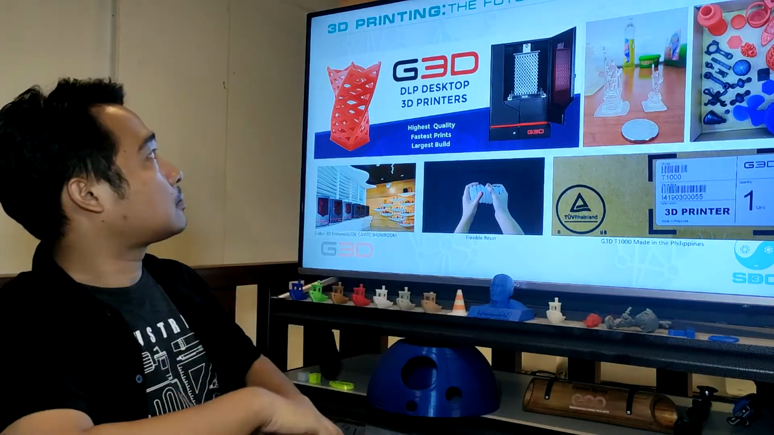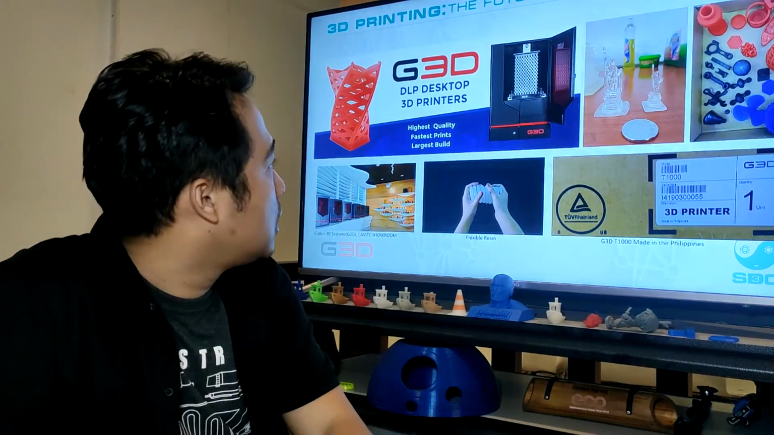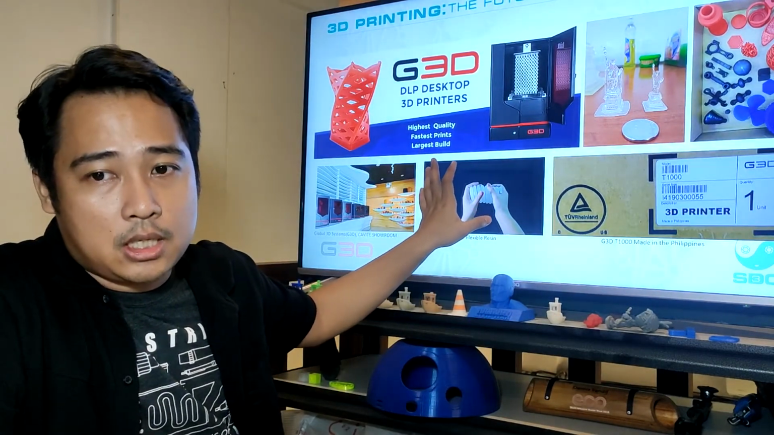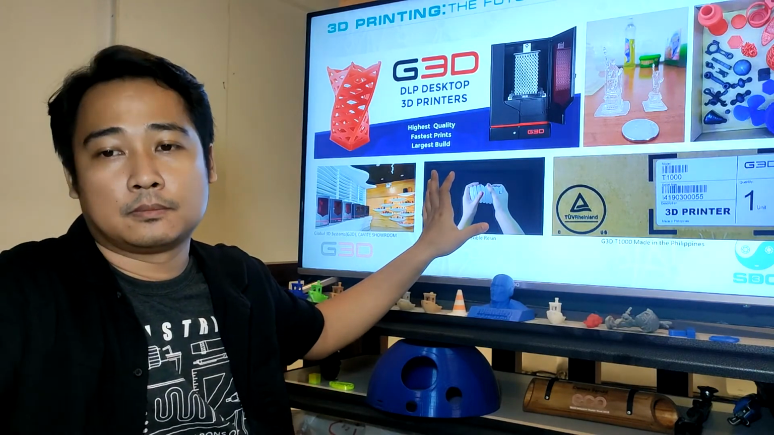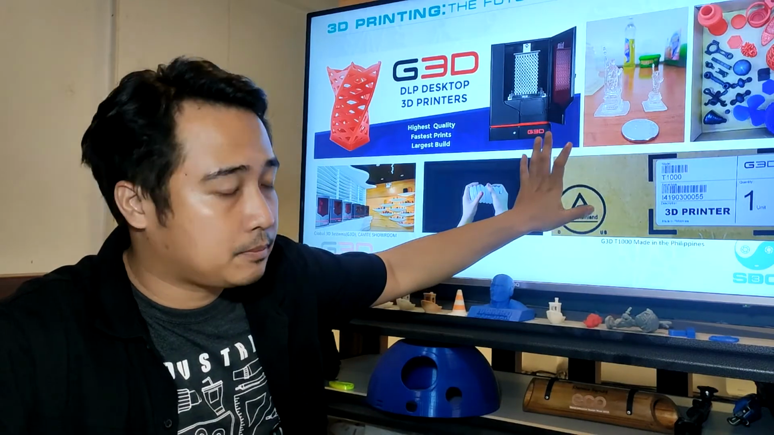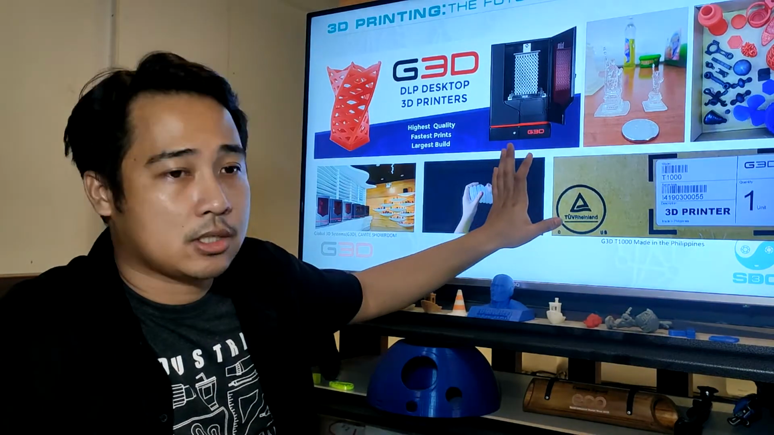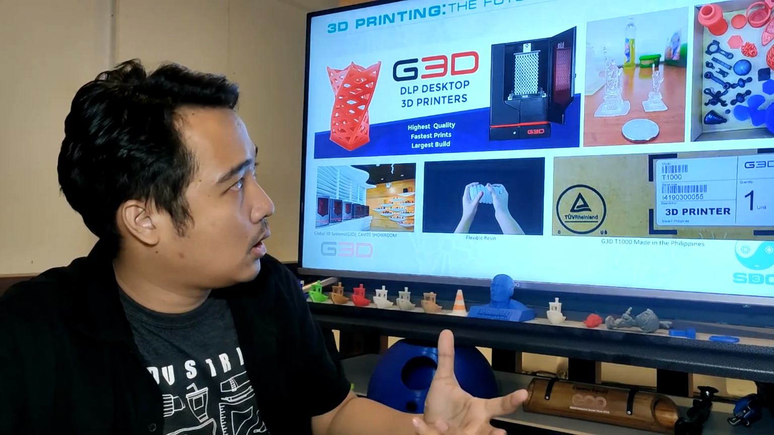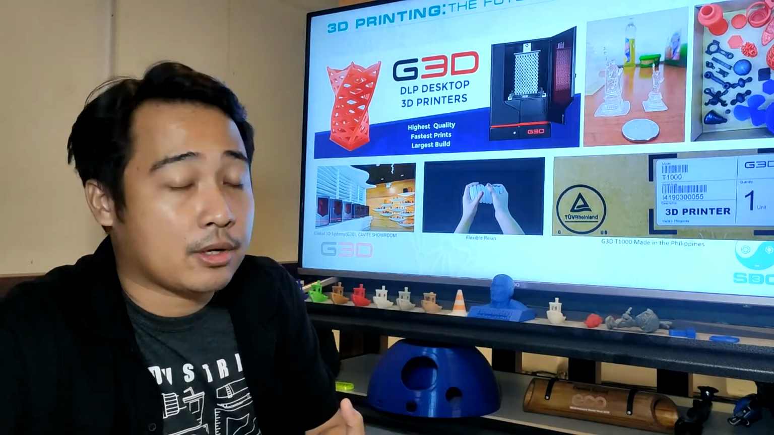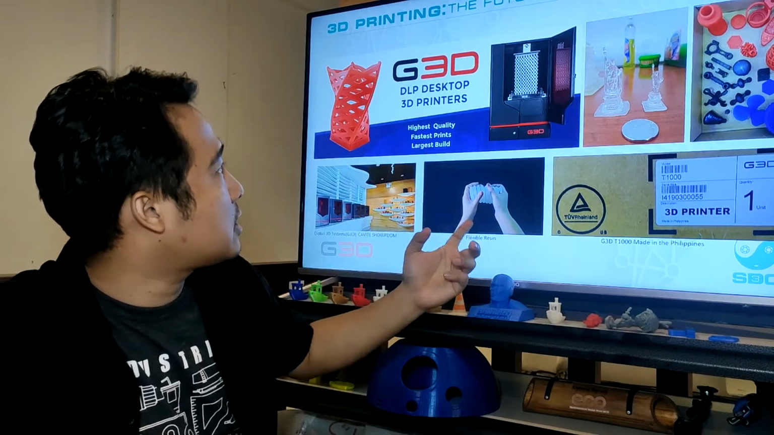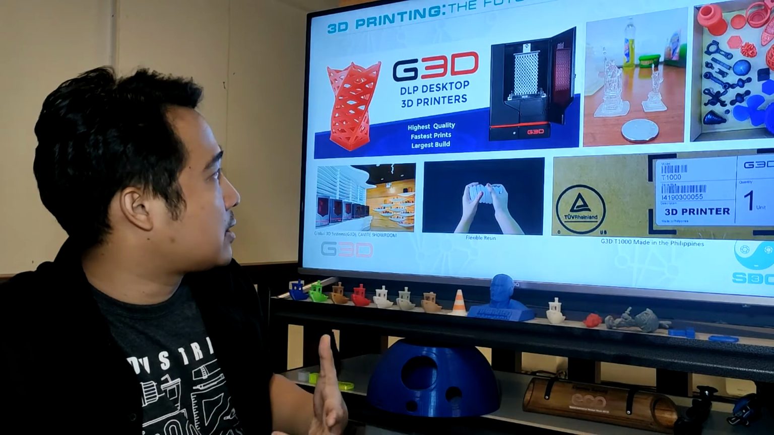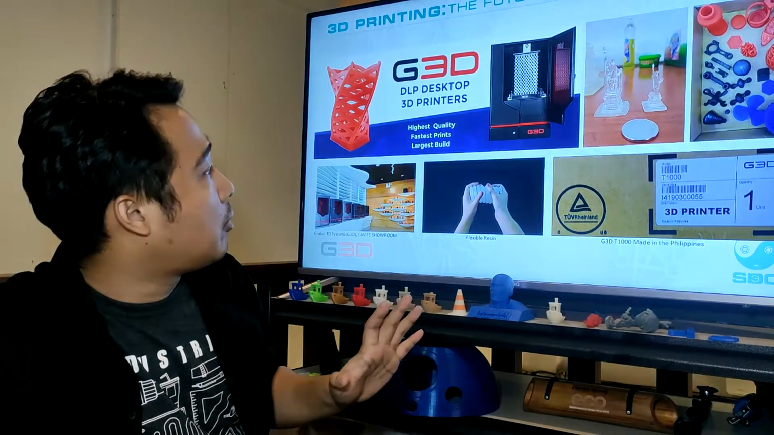This is G3D. These are G3D printed objects. I just show it to you so that you will know how their printer works, or how accurate their printer is. It is a DLP desktop printer with high quality, faster prints, and a large build.